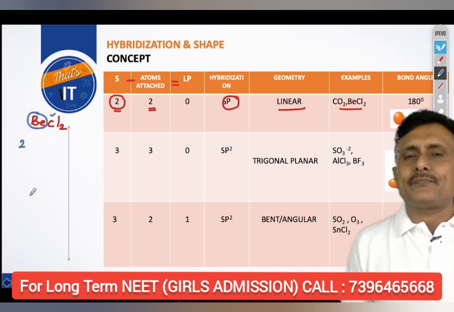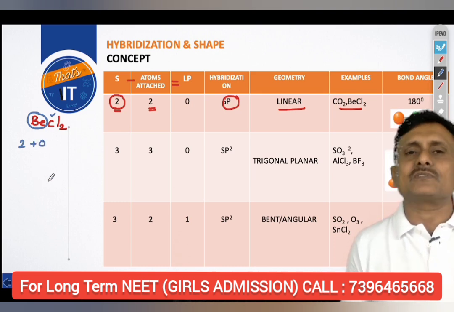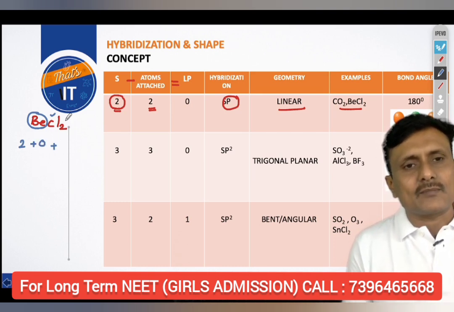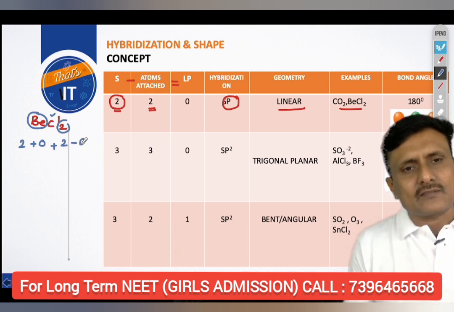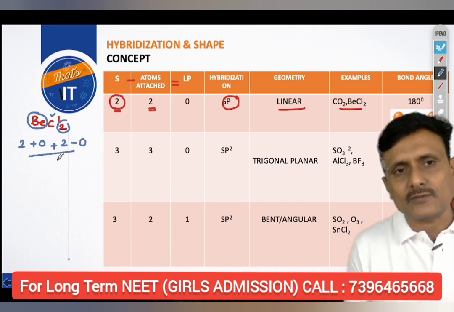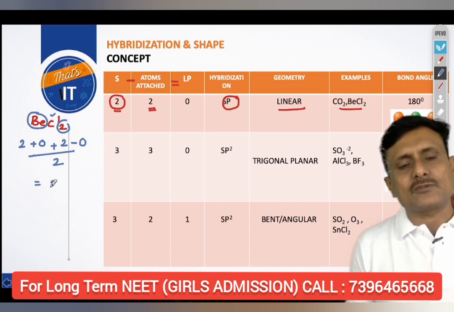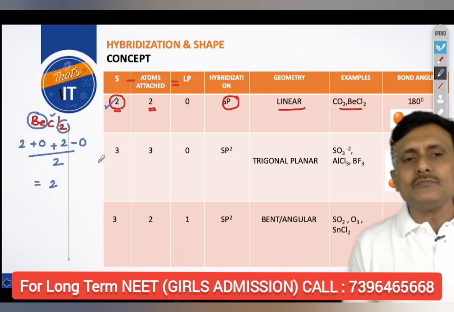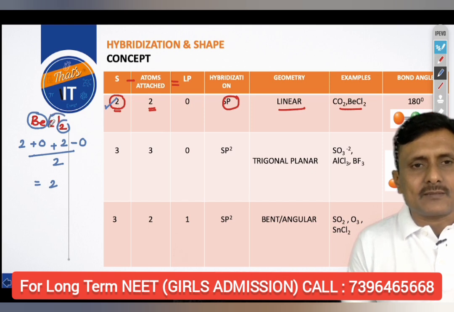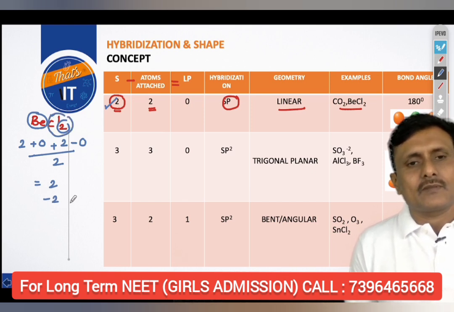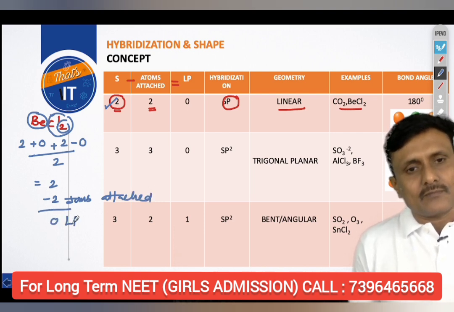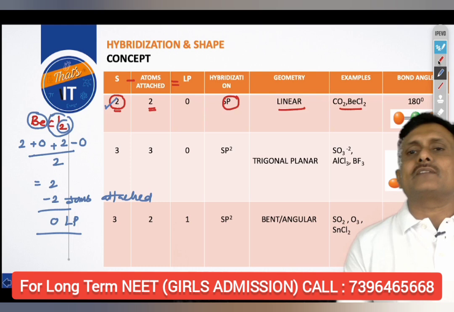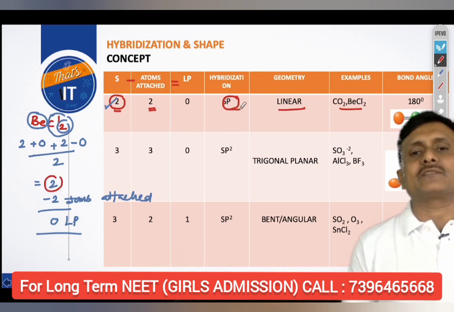Valence electrons plus number of hydrogens attached to the central atom, 0, plus number of halogens, that is chlorine, attached to the central atom, 2, minus charge, is there any charge? No. By 2. So the S value is turning out to be 2. This is what I mentioned. After that, what you have to do is subtract the number of atoms attached from it. How many atoms are attached to the central atom? This gives rise to the lone pair. So if S value is 2, that means hybridization is sp, geometry is linear.